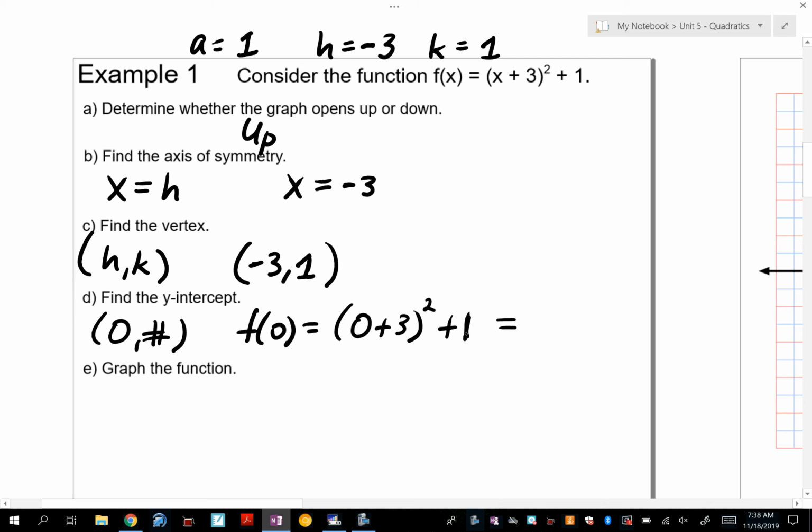Okay, what is 0 plus 3? 3. What is 3 squared? And what's 9 plus 1? 10. So our y-intercept is 0, 10.